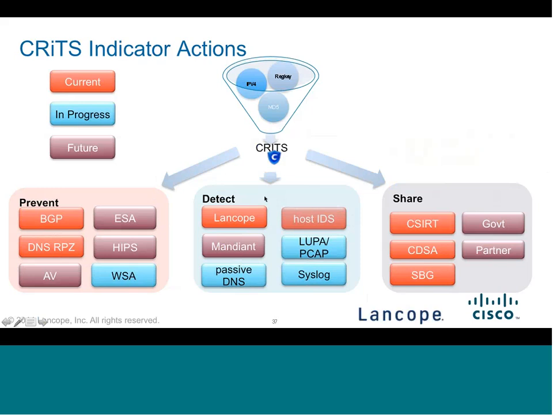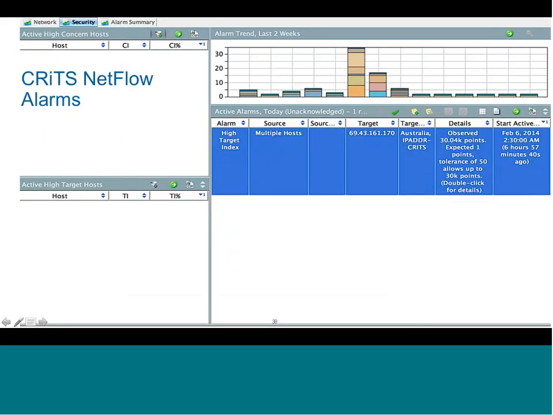And so this detect bucket is really important for us because it's easy to throw IPv4 and IPv6 indicators into a host group within Lancope and then just do monitoring based on that. So any alarm that fires for a host that's in that critical IP CRITS host group is escalated really quickly to investigators and analysts.